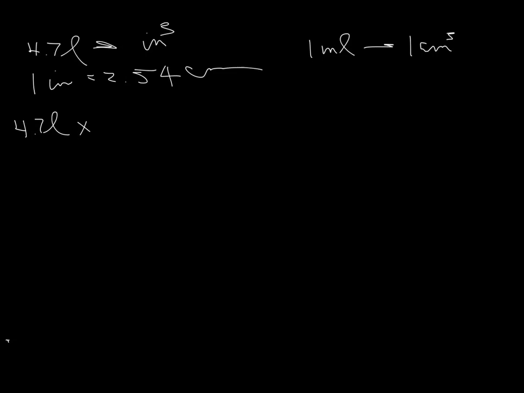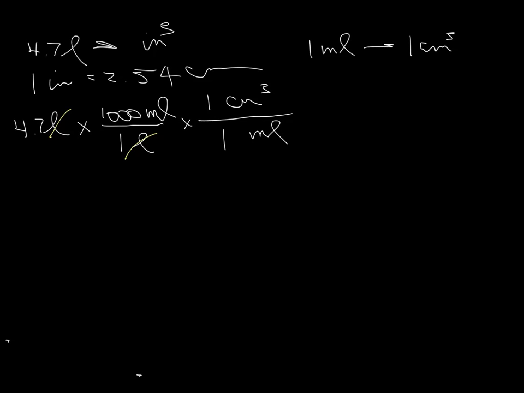So 4.7 liters, line, liter on the bottom. I know the comparison here is 1,000 milliliters. So now I can cancel liters with those liters. And I keep going here. And I'm going to put a milliliter on the bottom. And do I know anything about milliliters and centimeters? I know there's one of those and one of those. So there's my first conversion. So I get rid of my milliliters. So now I'm in centimeters.